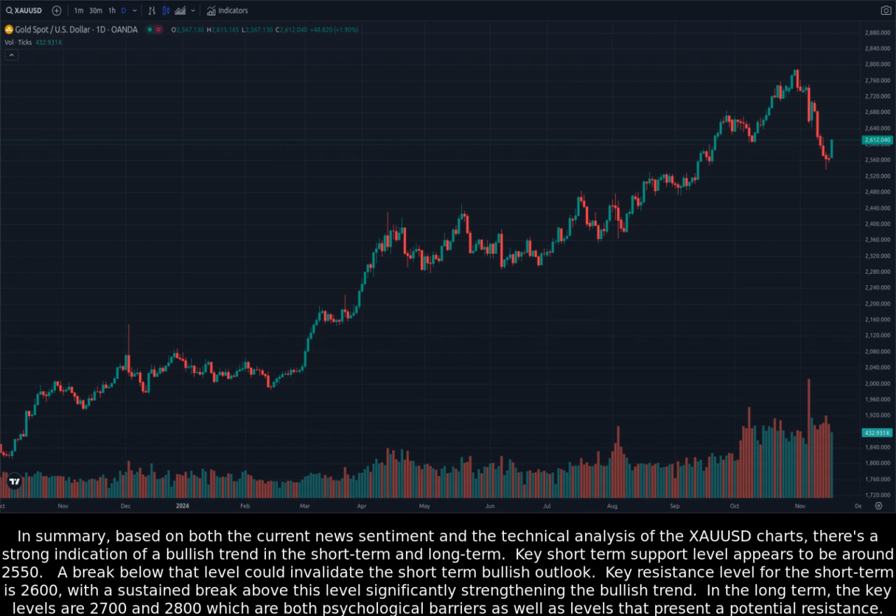Key resistance level for the short term is 2,600, with a sustained break above this level significantly strengthening the bullish trend. In the long term, the key levels are 2,700 and 2,800, which are both psychological barriers as well as levels that present a potential resistance.